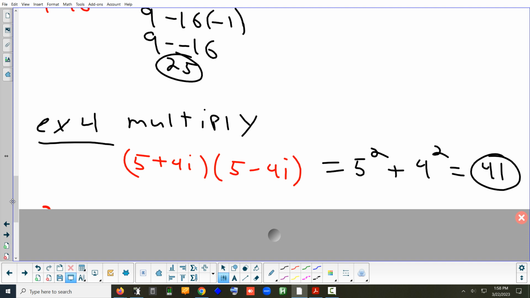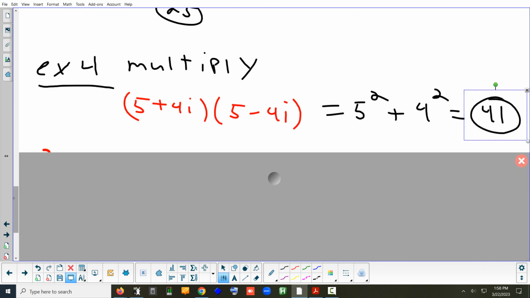If you don't want to use that trick or it's confusing, that's fine. Then FOIL it out every single time. But that's what's going to end up happening. It's just going to take you more steps to get 41. And notice again, the original problem started with i's. The final answer has no i. No i at all.